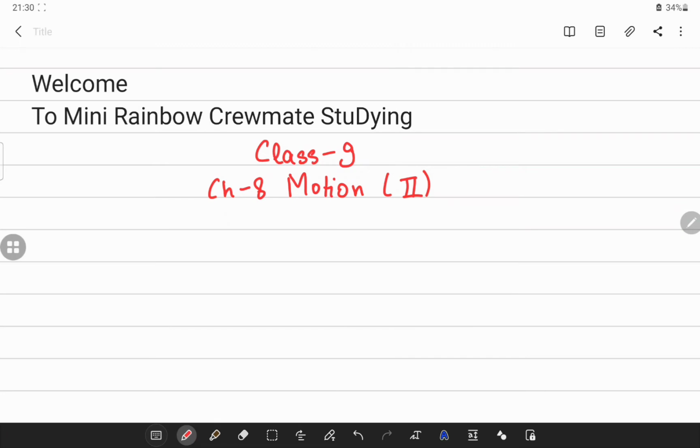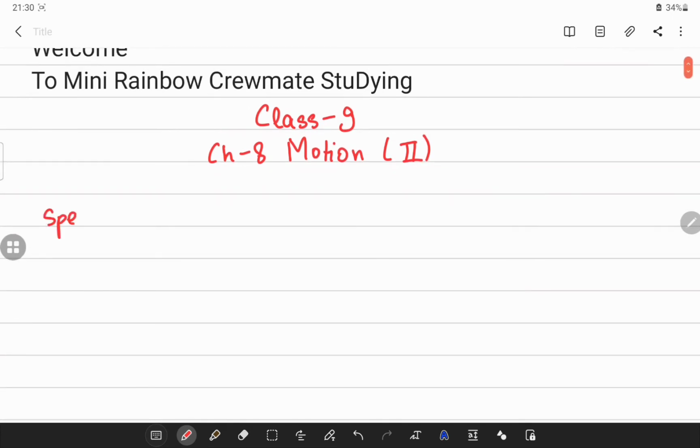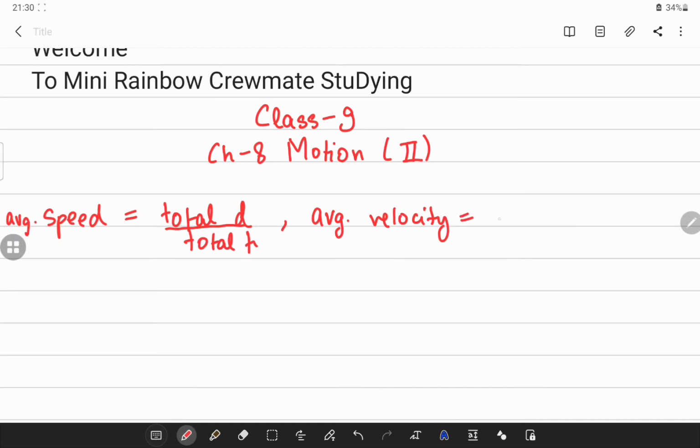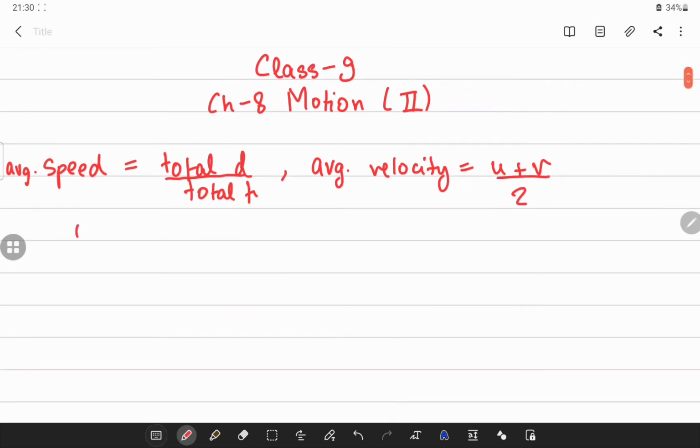Okay, so coming on to part 2 of chapter 8, motion. First of all, we are going to cover the last concept. First of all, speed. Speed is equal to total distance upon total time. And then average velocity is equal to initial velocity plus final velocity by 2. Just to mention, u is for initial velocity, don't ask me why. Initial. And v is for final velocity.